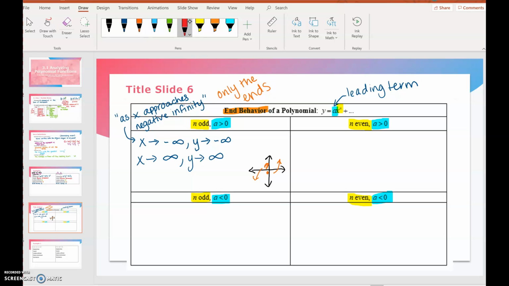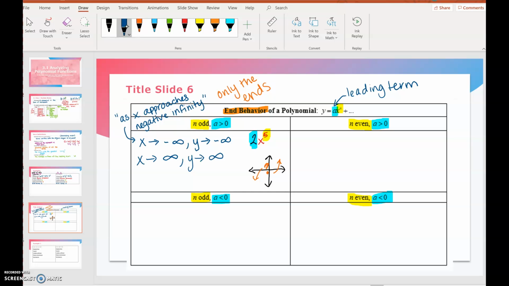And then an example of what I mean by this, if we had 2x to the 5th. n is odd, because 5 is odd, and a is greater than 0. So this function, if we graphed it, the left-hand side would be going down, and the right-hand side of the graph would be going up. Okay, so let's go ahead and just do the rest of them.